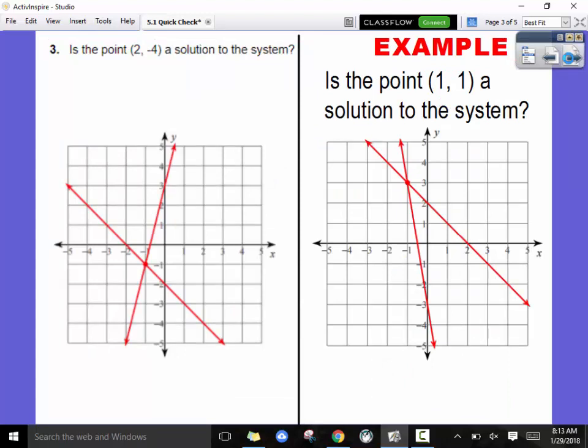Number 3 said, is the point 2, -4 a solution to the system? So that's saying, do these two lines cross at 2, -4? An example like that one says, is the point 1, 1 a solution to the system? So if I go over 1, up 1, the answer would be no. Only one line is on 1, 1. The solution to this system would have to be right here at -1, 3.